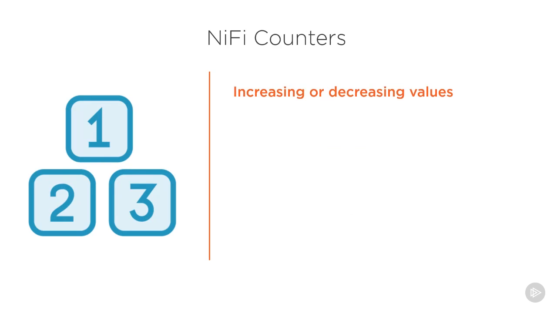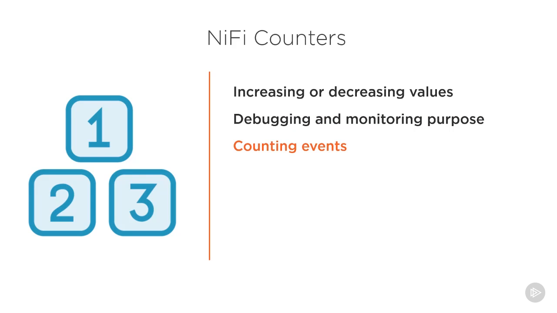Counters are basically just values that can increase or decrease by a given delta. This is useful if you want to monitor and track particular values along your data flow. For this, it provides a way for a processor to track how many times some event occurred, such as counting the processed flow files or records.